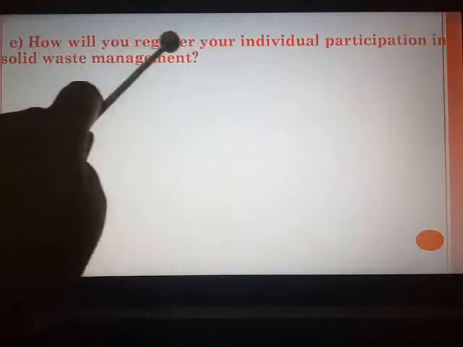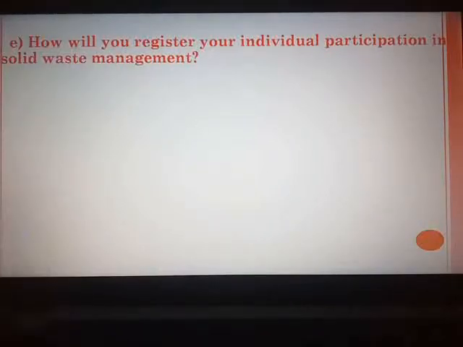How will you register your individual participation in solid waste management? Means what you are going to do to manage the solid waste. Here the entire paragraph on 3R mantra, page number 103, direct marking of the answer. How will you register your individual participation? Means how you are going to help.